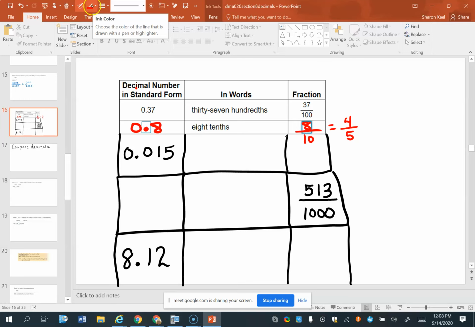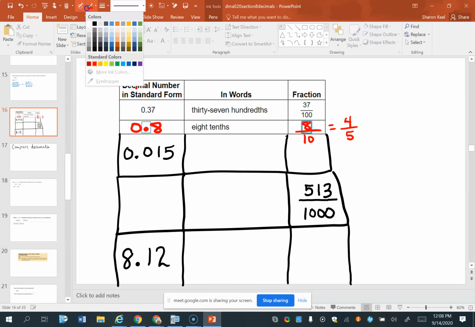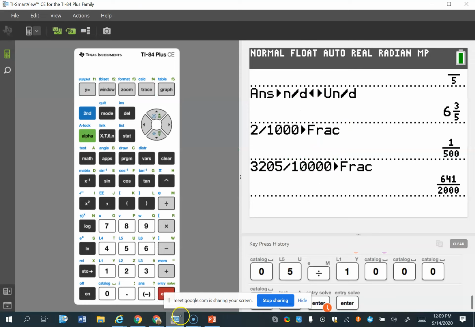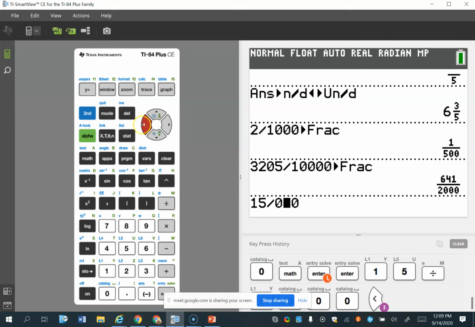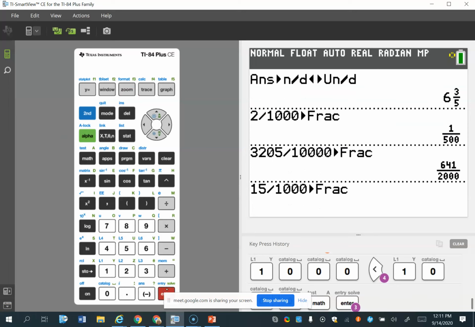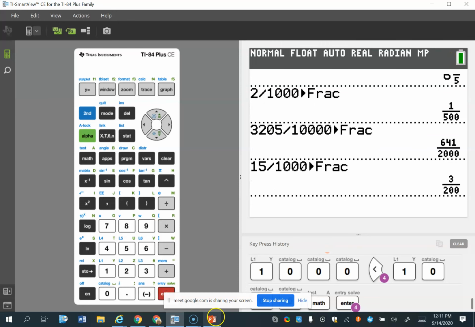For the second one here, what I have is, and if we write this in words, I would read that as 15. Place value is tenths, hundredths, thousandths. So this will be 15 thousandths. That would be 15 over 1,000. If I were asked to simplify that, 15 over 1,000, whoop, math, enter twice. Hold on a second. So that simplified would be 3.